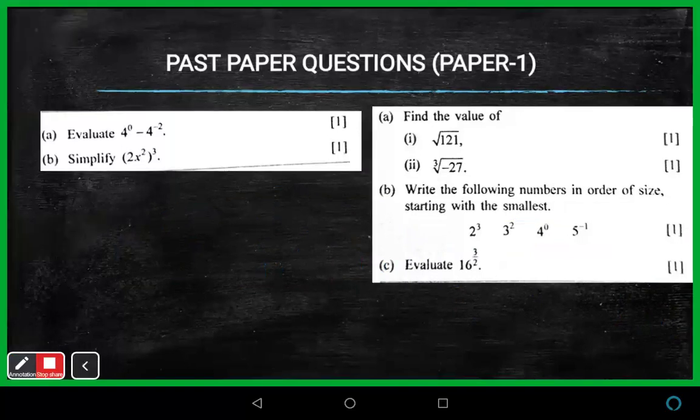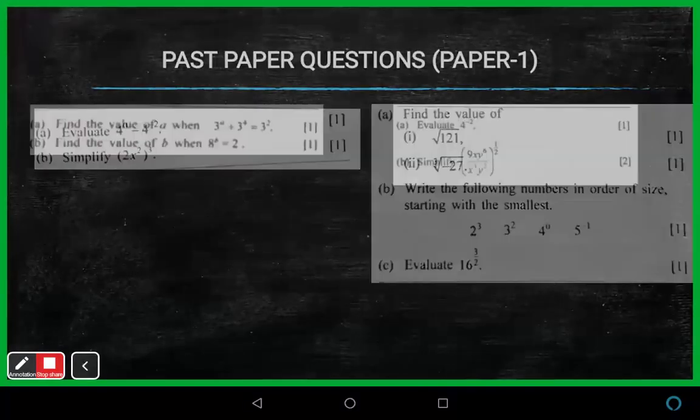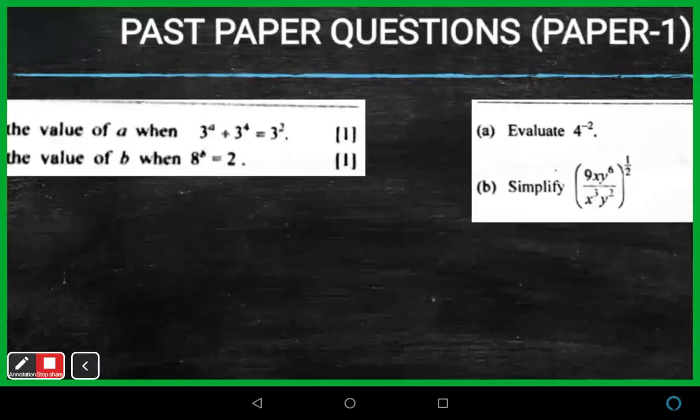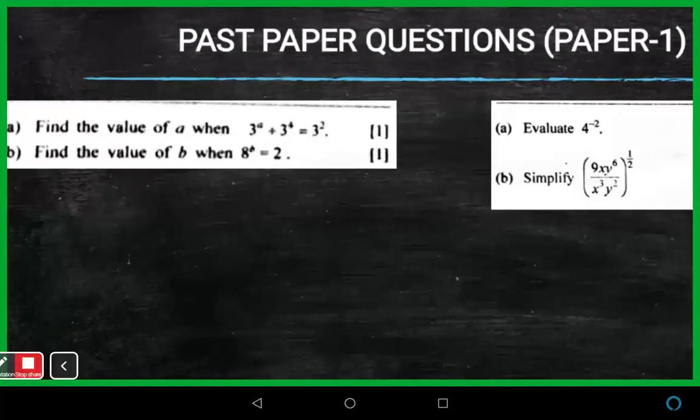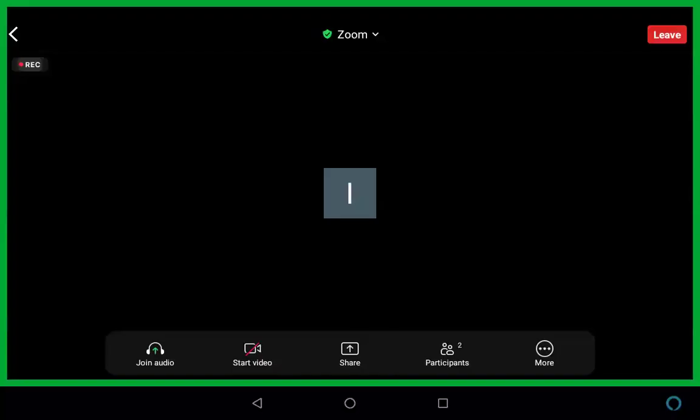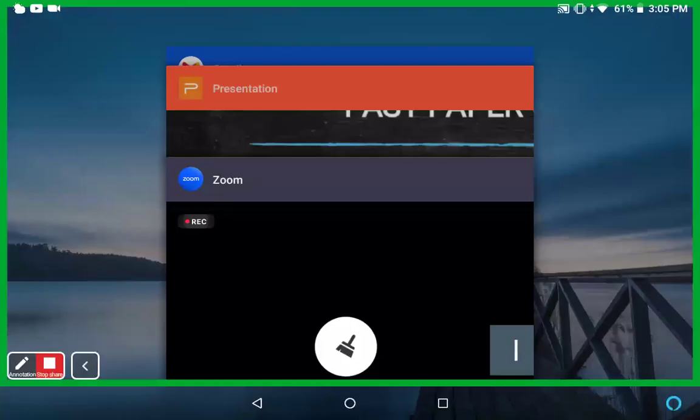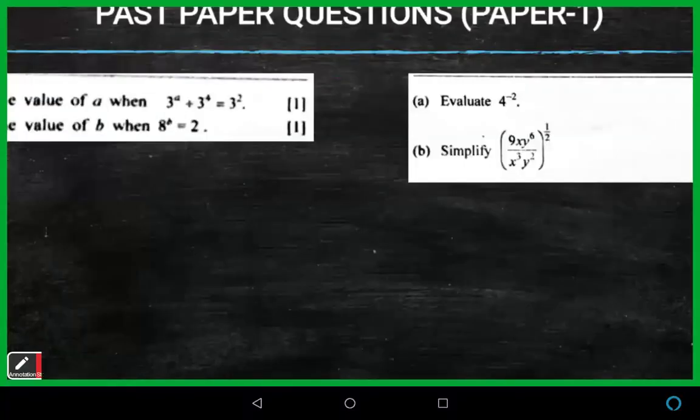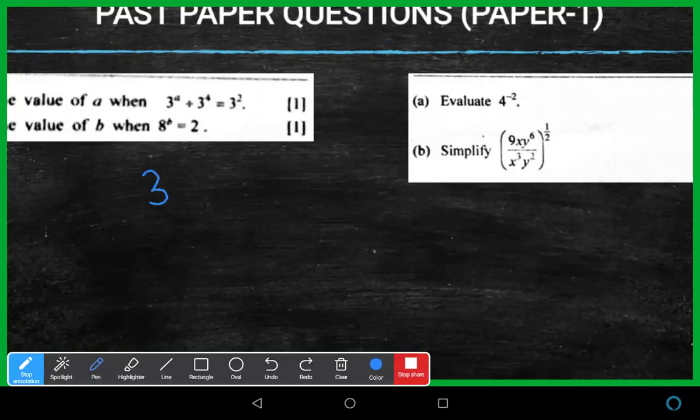Now, next question. Find the value of a. Okay, the question is a very interesting question. I will write the question for you. The question is 3 to the power a divided by 3 to the power 4 is equal to 3 to the power 2. And we have to find the value of a.